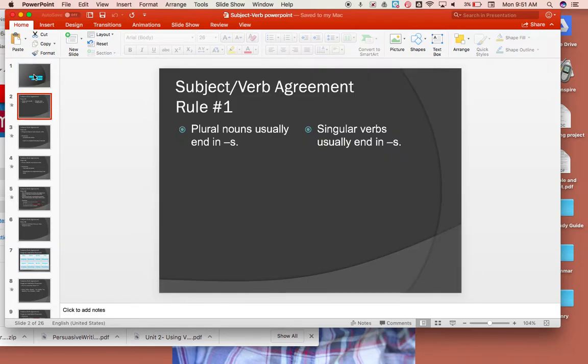So the first slide that we went over was this one, Rule 1. Plural nouns usually end in an S, but we know that singular verbs end in S. So it's the opposite. Singular verbs end in S, plural nouns end in S. So if you have a singular subject, then you are going to choose, more than likely, a verb that ends with S. Remember, it says usually, so there's always an exception.